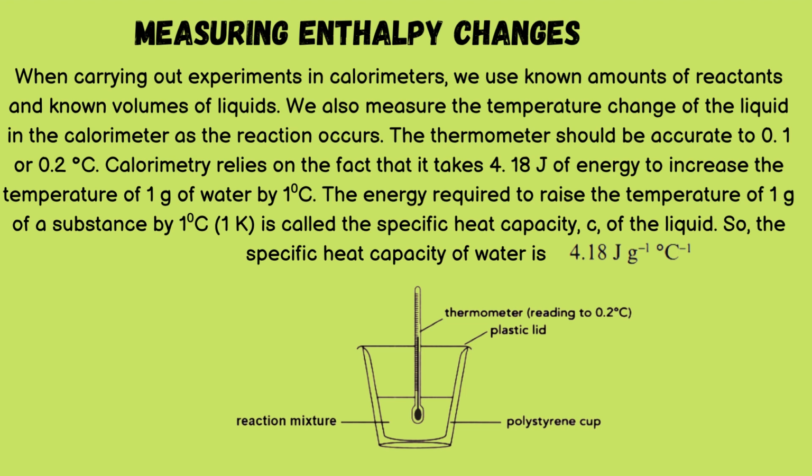The energy required to raise the temperature of 1 gram of a substance by 1 degree Celsius or 1 Kelvin is called the specific heat capacity, c, of the liquid. So the specific heat capacity of water is 4.18 joules per gram per degree Celsius.